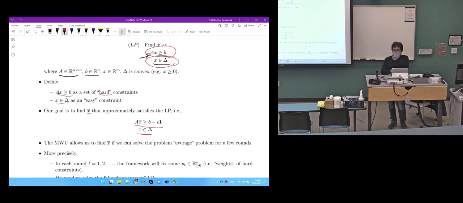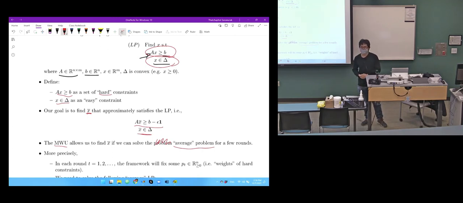So this is the problem. And the multiplicative weight update allows us to find such an X if you can just solve the average problem for a few rounds. This average problem is going to be much easier, and you just need to solve this much easier problem for a few number of rounds, and then you solve the problem. Let me be more precise.